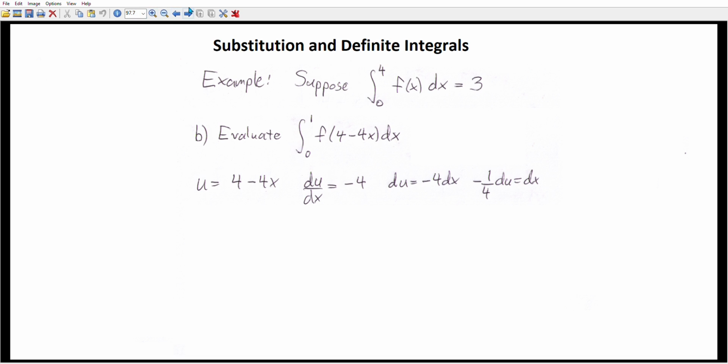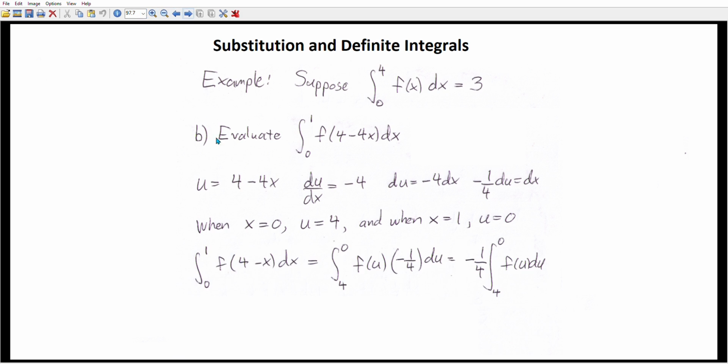And now we need to worry about the limits. When x is 0, u is 4. And when x is 1, u is 0. So our integral from 0 to 1 of f of 4 minus 4x dx turns into the integral from 4 to 0 of f of u times minus 1/4 du. And we factor the minus 1/4 out, and we have the integral from 4 to 0 of f of u du.